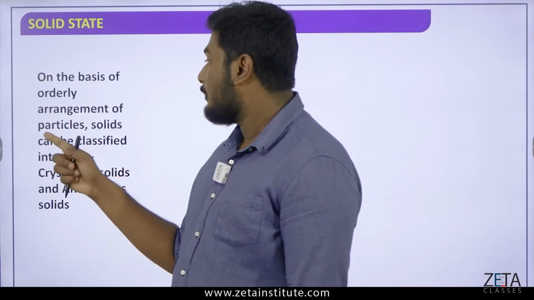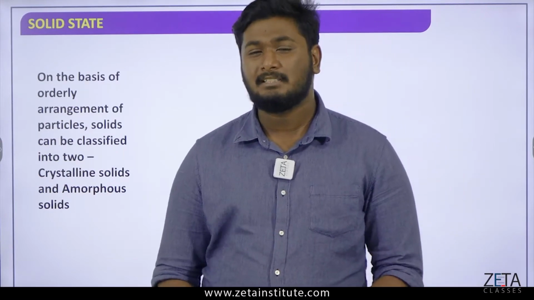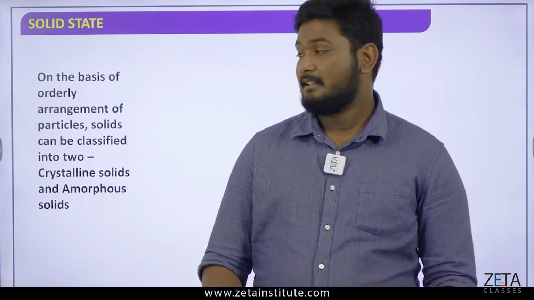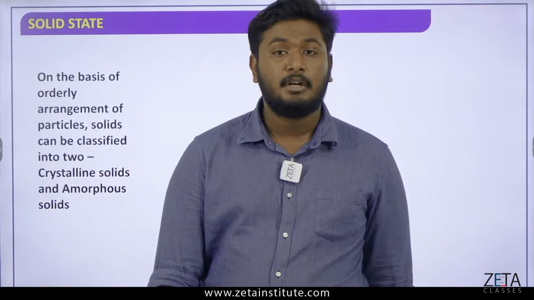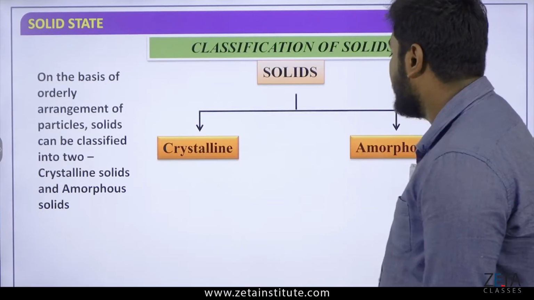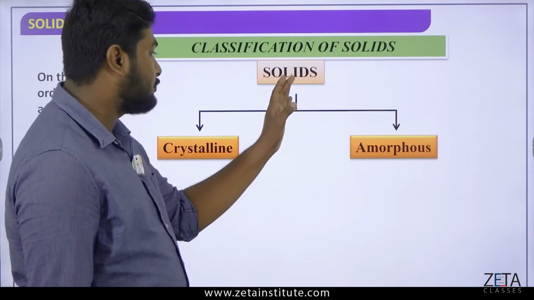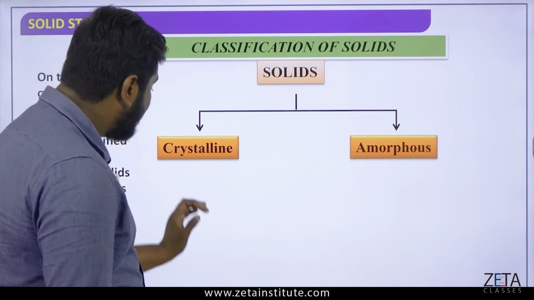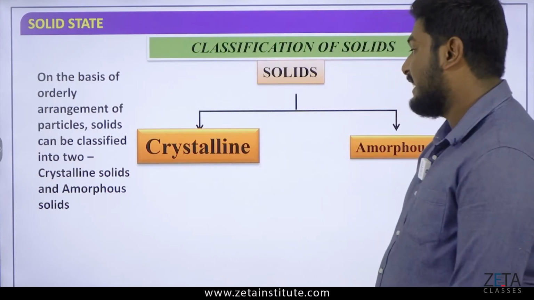On the basis of the orderly arrangement of particles, where constituent particles may be atoms, molecules, or ions, solids can be divided into two. The first one is crystalline solid, and the second one is amorphous solid. So first of all, I am classifying solids on the basis of the arrangement of particles. We are starting with crystalline solids.